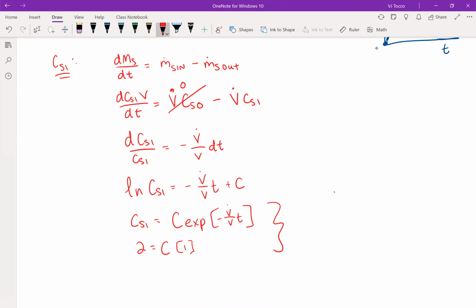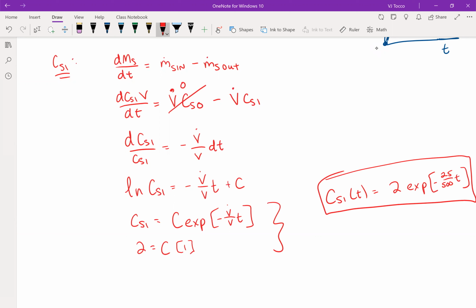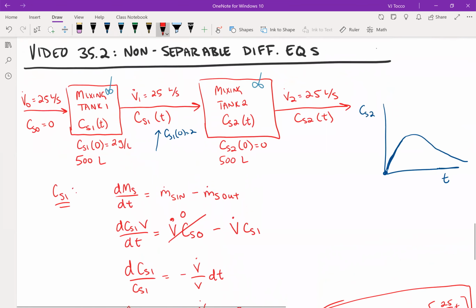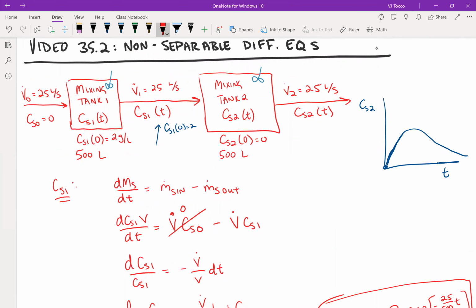So coupling these together, CS1 of t is equal to 2 times exponent of v dot, which is 25 over 500, times t. All right. Again, we've solved this problem before. This solution procedure should look somewhat familiar. However, solving for CS2 is going to be a similar procedure, but it's going to be complicated a little bit.